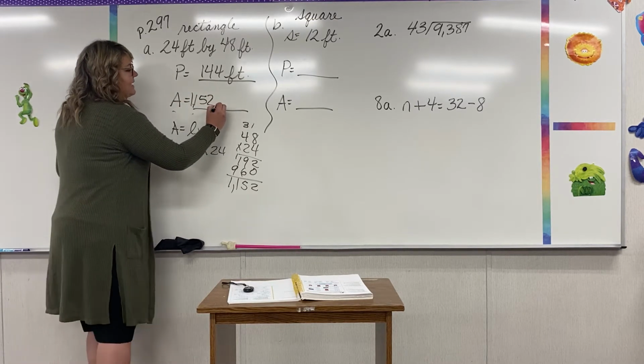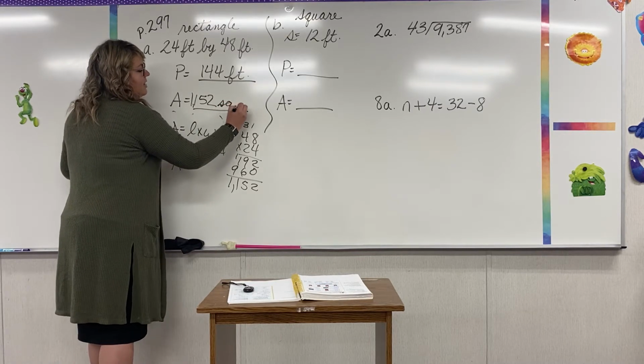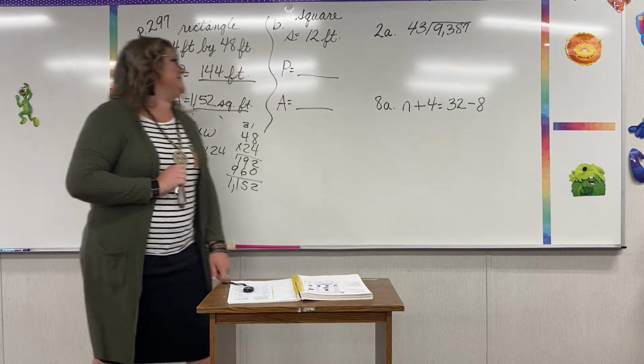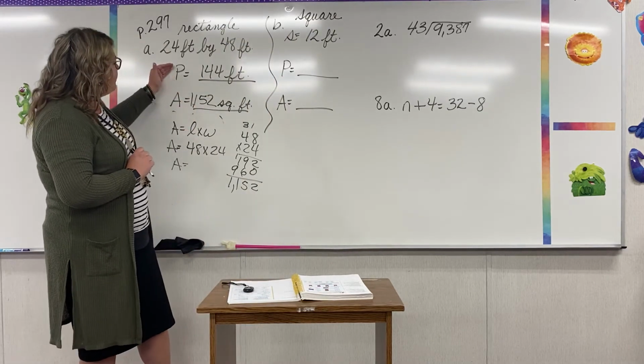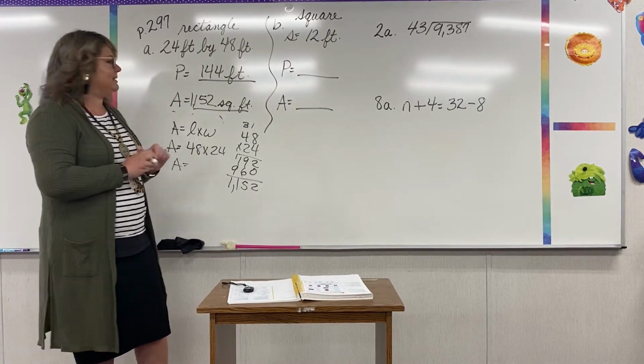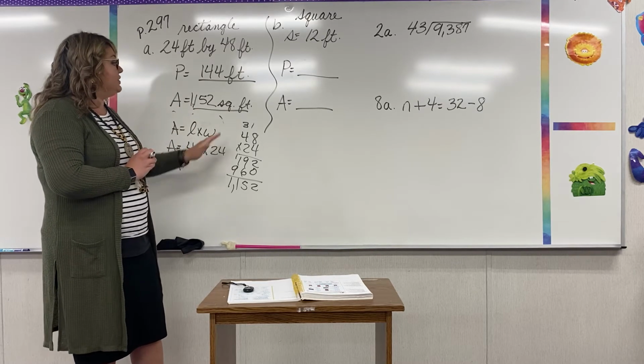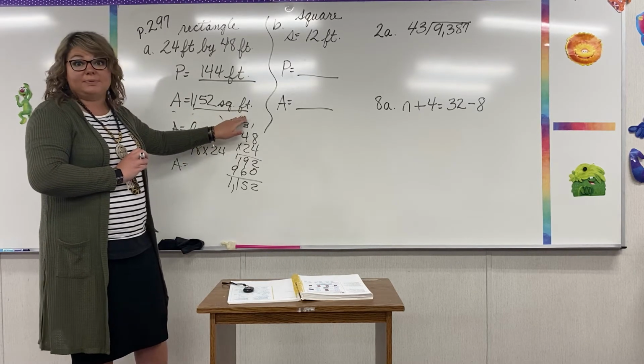So 1,152. Now remember, if it's area, we use square feet. And let me double check and make sure that is the right answer, and it is. So there we go. The perimeter is 144 feet, and our area is 1,152 square feet. Don't forget to put those labels there.